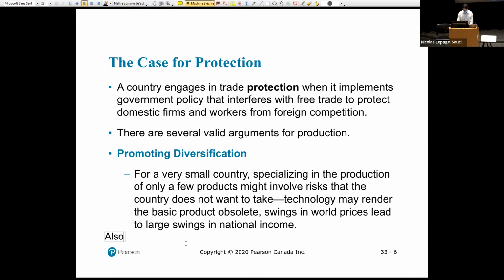Also, risk in a single example. Venezuela. Did I talk about this, Venezuela? I forget. Yeah, okay.